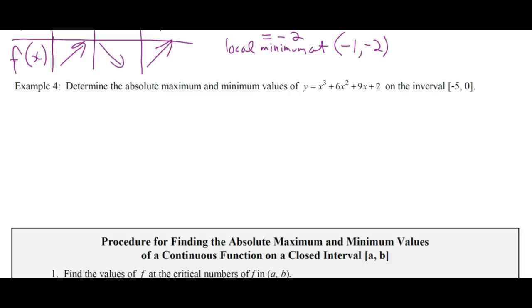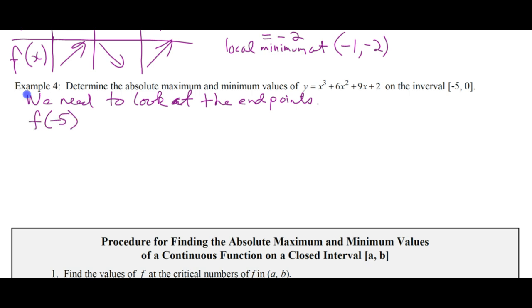So what we now need to do is one more step, right? We need to look at the endpoints. We need to say what's happening at -5, what's happening at 0. So we need to look at the endpoints of the interval. It's not really look, although if I regraphed it, we could, at the endpoints. Which means we need to evaluate f of -5.